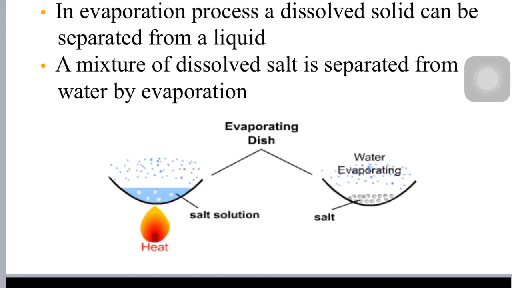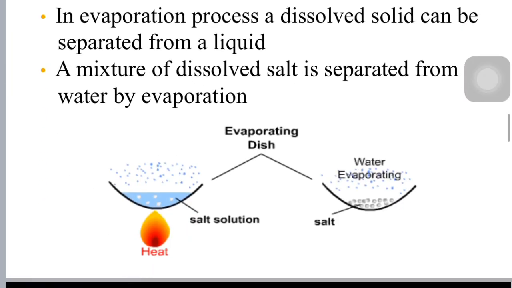If you take a burner and a petri dish, pour some water in it, and dissolve some salt in it, how can we separate this salt from water? The answer is by evaporating water. After some time the water will evaporate and the salt will be left behind at the bottom of the container. So in this way we can separate mixtures through evaporation.